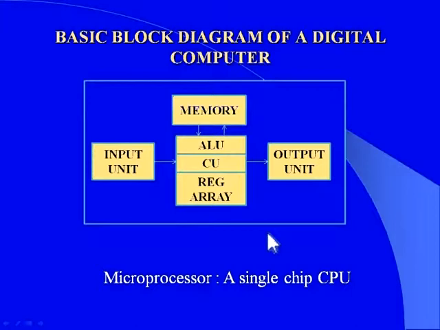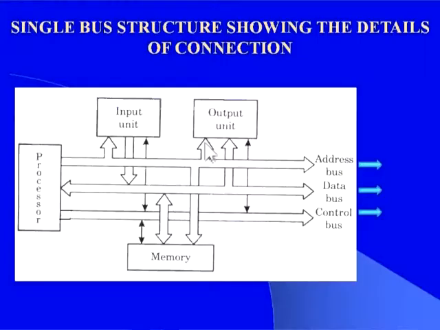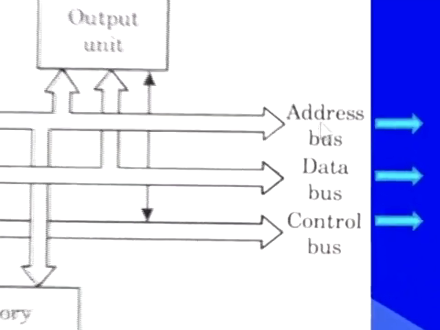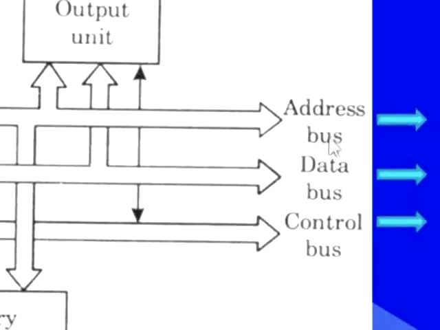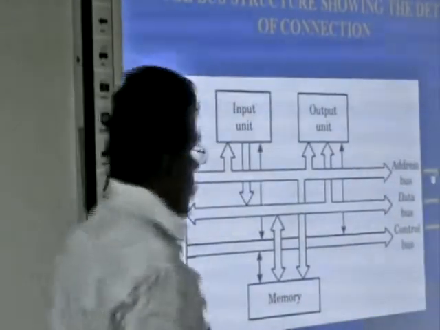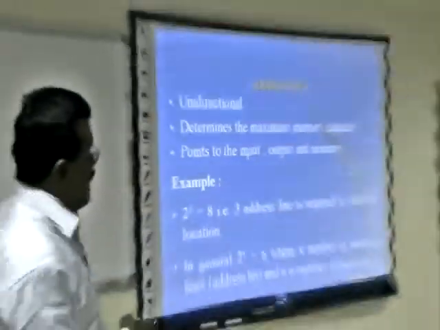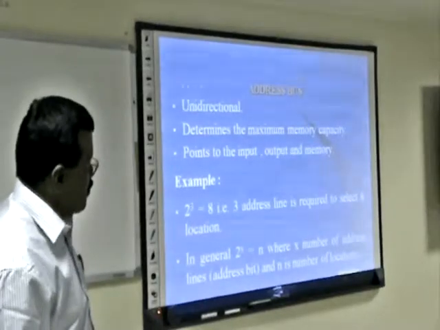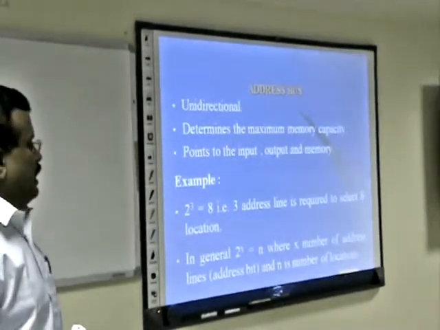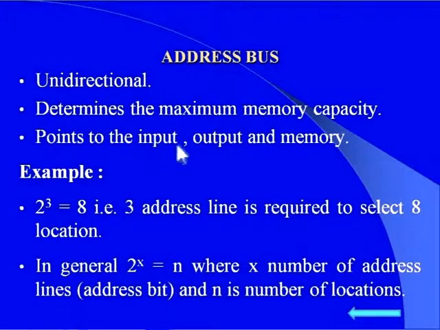The first important term which we should familiarize ourselves with is bus architecture. The bus architecture consists of three different buses. Number one is the address bus, number two is the data bus, number three is the control bus. Irrespective of any processor, this bus architecture is a must. The address bus is a unidirectional bus. It determines the maximum memory capacity of any processor. It is used to point to the input, output as well as the memory.